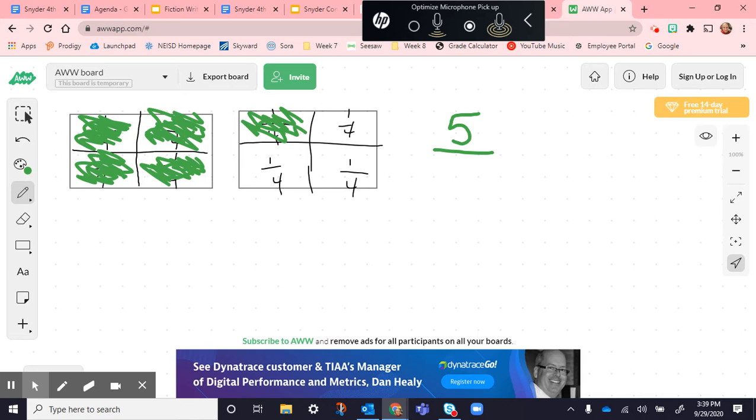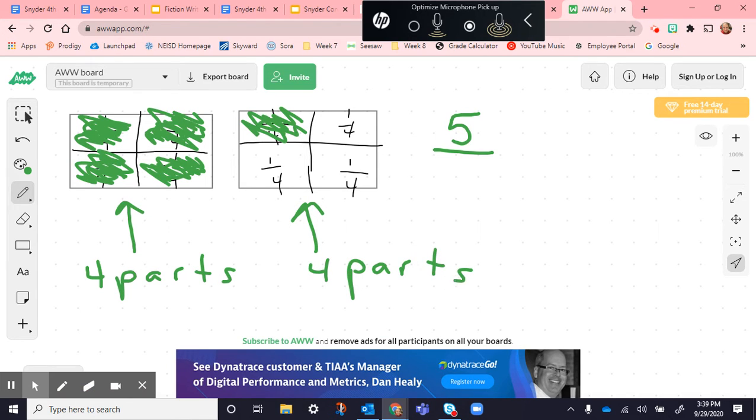And my denominator, the denominator always is how many parts the whole is broken into. So I can either look at this whole or I can look at this whole. It doesn't matter. They both have 4 parts. This one has 4 parts. This one has 4 parts. Okay, so my denominator is 4.